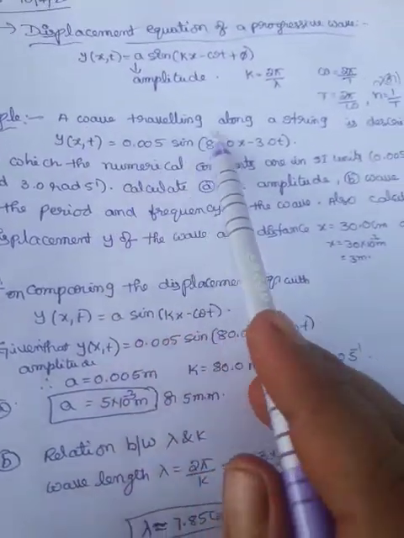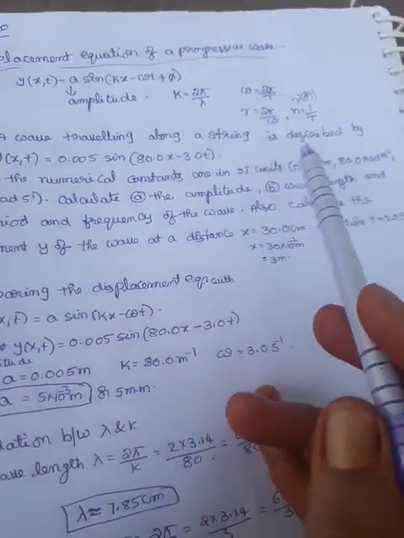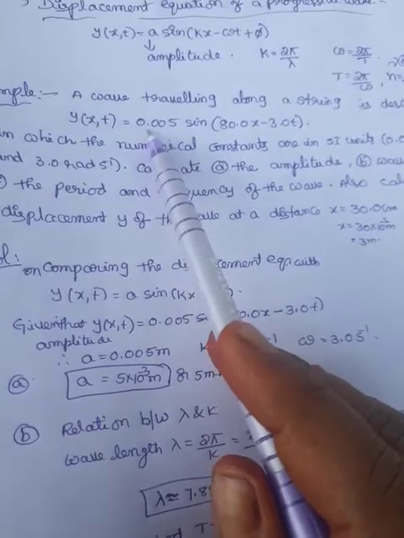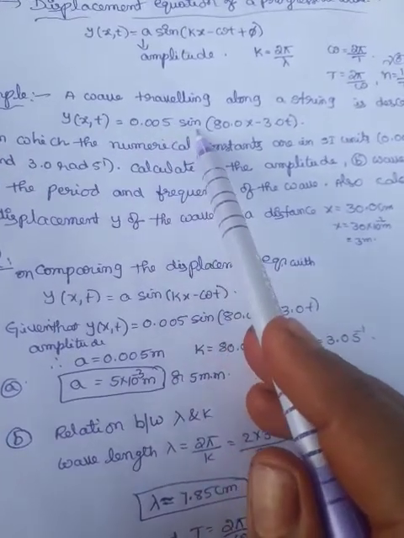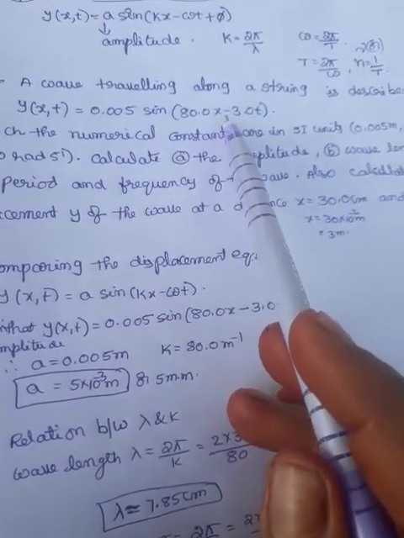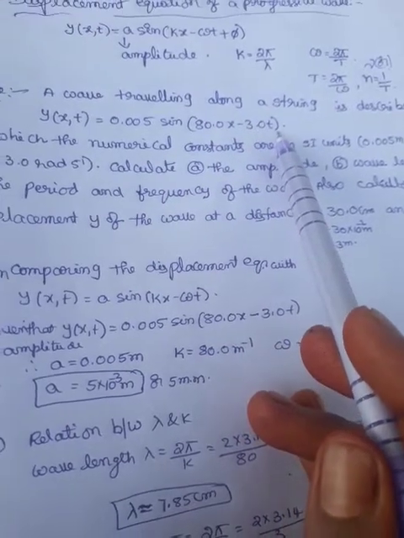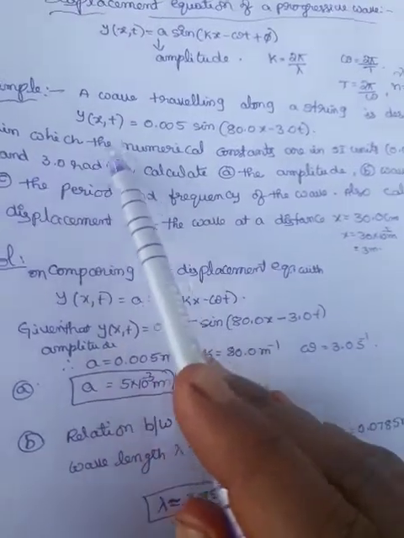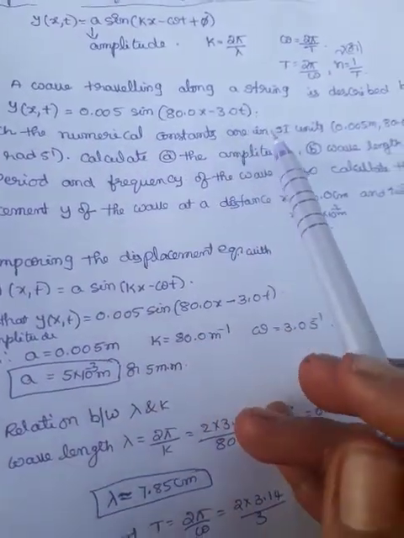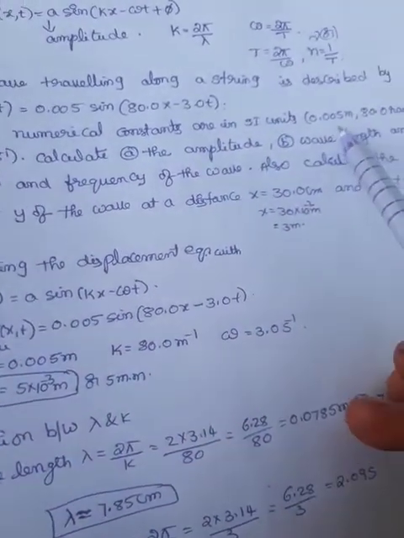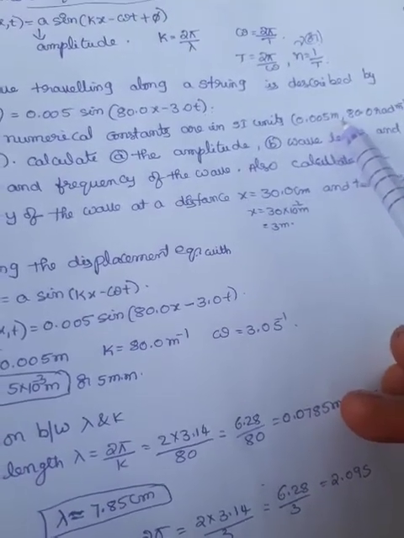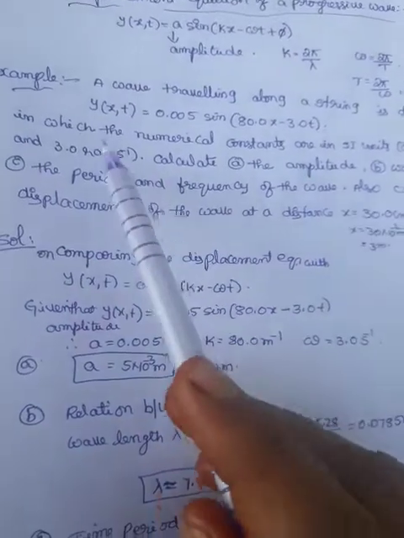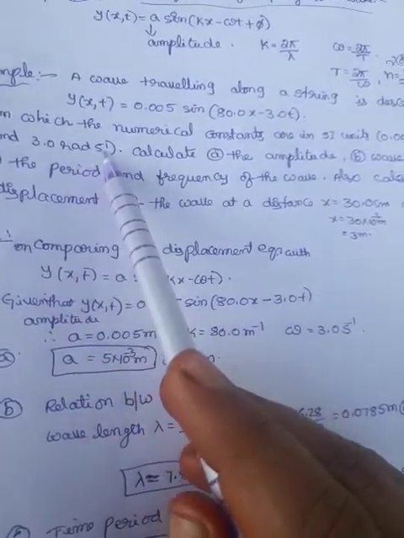If a wave traveling along a string is described by y(x,t) = 0.005 sin(80.0x − 3.0t), this is the displacement equation of a wave in which the numerical constants are in SI units. What are they? 0.005 meters, 80.0 radian per meter, and 3.0 radian per second, second inverse.